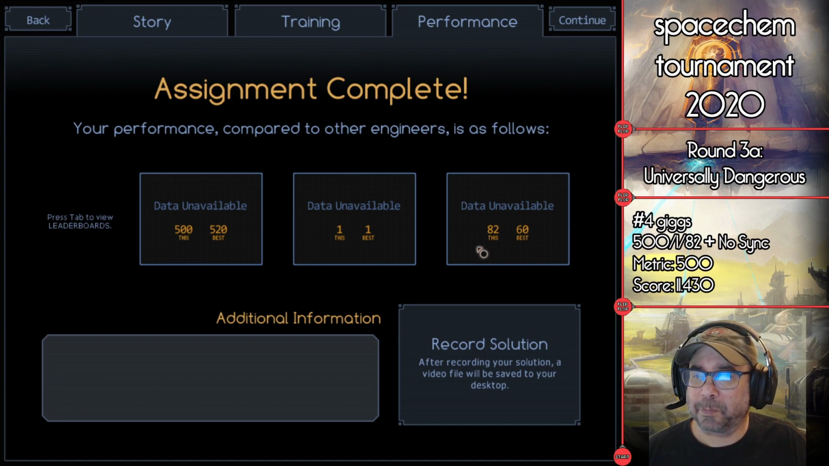So we have yet another 20 cycle jump from the previous solution. Yeah, which has been 4 or 5 of those in a row. Nice job, Gigs. 500 cycles.